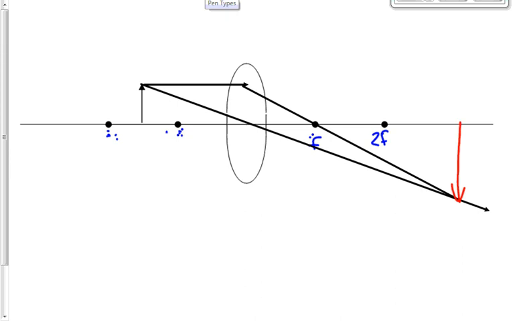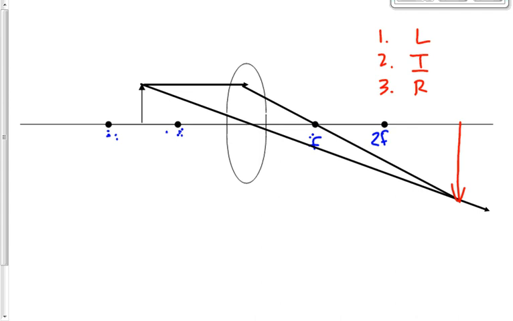This is going to produce an image that is, number 1, larger, smaller, same size? Larger. Number 2, it is inverted. And number 3, it's real. It's real because it can be projected onto a screen if we want to. We don't have to. We could look into the lens in order to see this, but we could project it onto a screen if we want to.